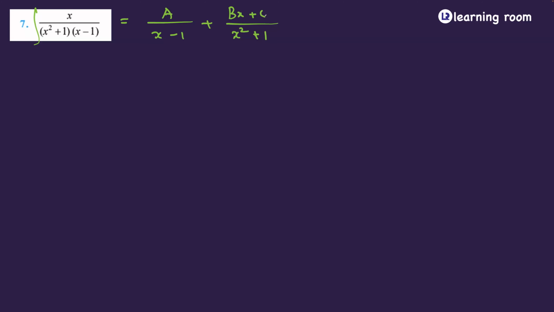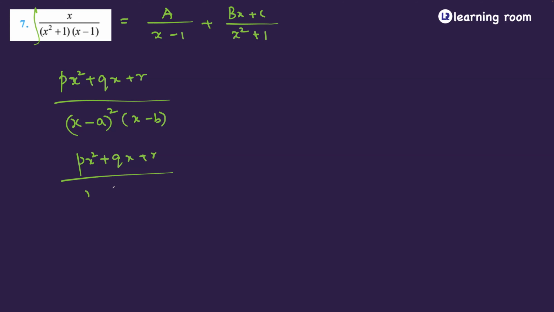See, there are 2 ways of having the quadratic. So tell me the 4th one. It is px square plus qx plus r divided by x minus a the whole square into x minus b. Let's take it something like this. And the next one is px square plus qx plus r divided by x minus a into x square plus b. That's what she asked.